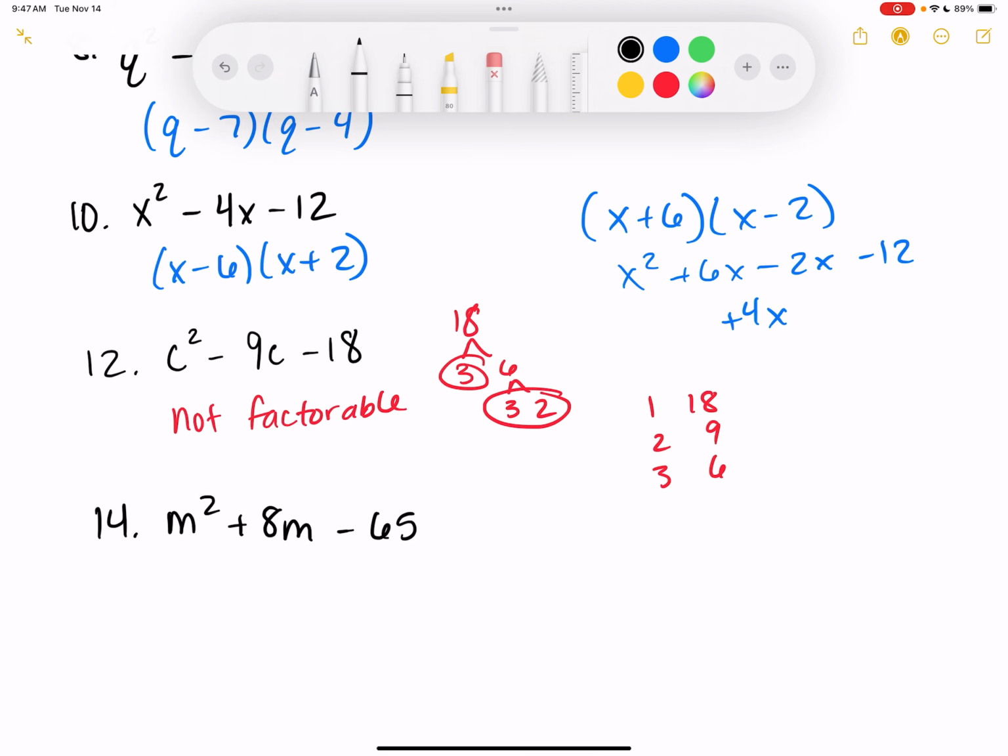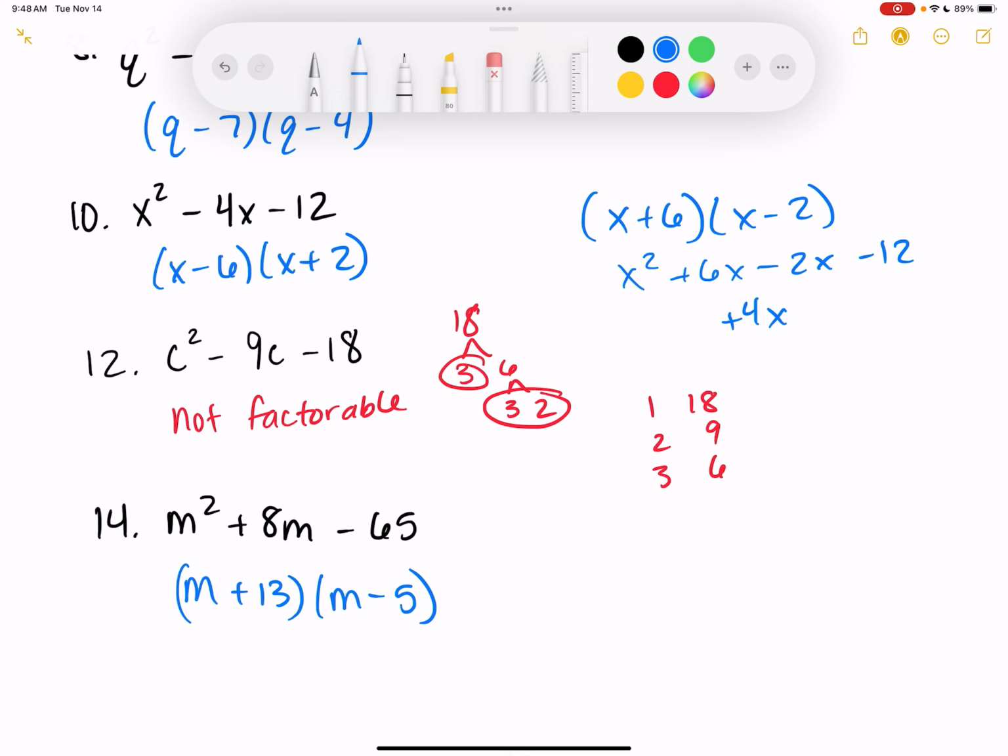So that means when multiplied, I need one negative, one positive. The positive one is going to be the bigger number. Factors of 65, which probably are not things that you know off the top of your head. 5 and 13, okay, you do know it off the top of your head. So 13 has to be the positive one because 8 is positive, so it's going to be m plus 13 and m minus 5.